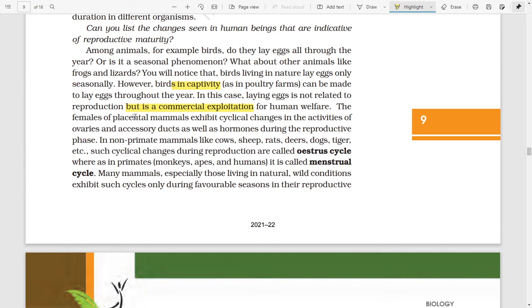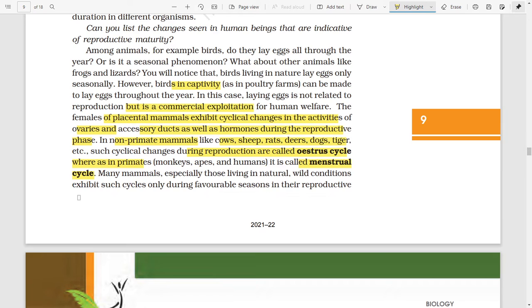The females of placental mammals exhibit cyclic changes in the activity of ovaries, accessory ducts, as well as hormones during the reproductive phase. In non-primate animals like cows, sheep, rats, deer, and tigers, such a cycle is known as the oestrus cycle, whereas in primates, it is known as the menstrual cycle.